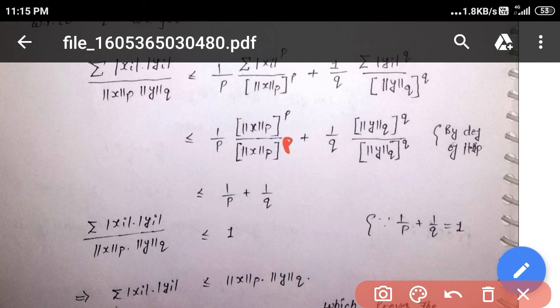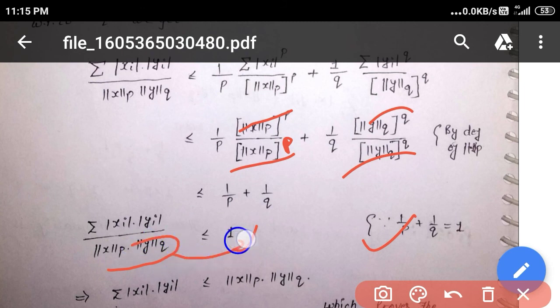So plus 1 upon q. Look, these two will be cancelled out, and we simply get 1 by p plus 1 by q. And we know that 1 by p plus 1 by q equal to 1, and hence this will be 1. And now we multiply this term by 1 here, and finally we get the result.